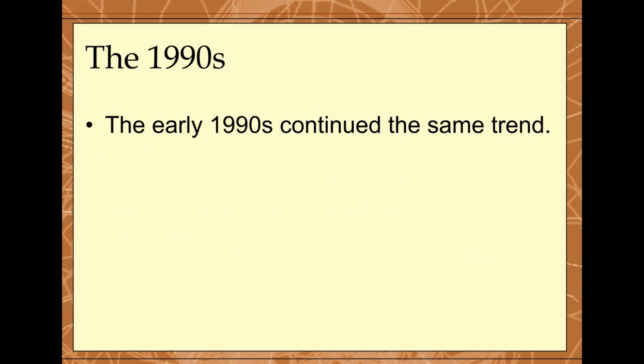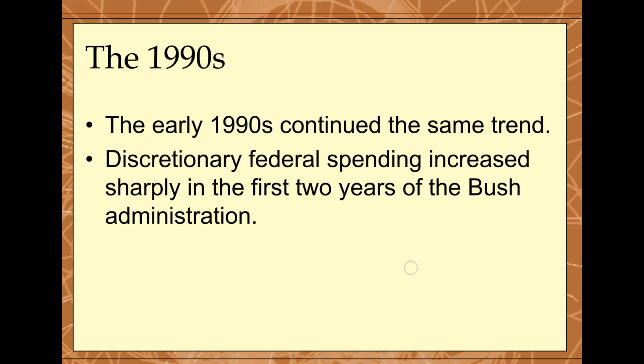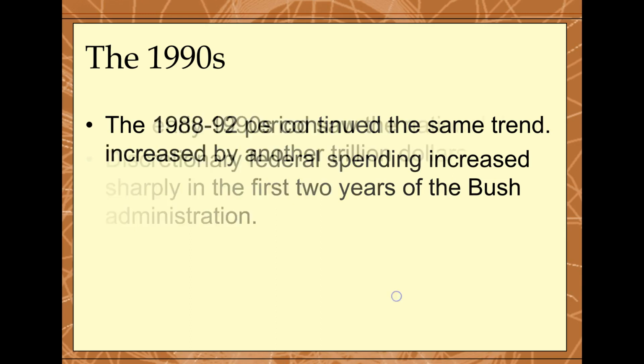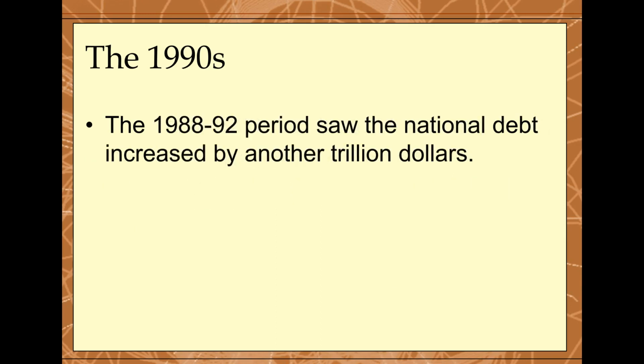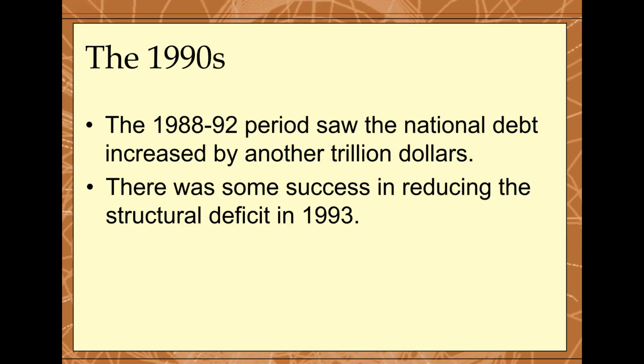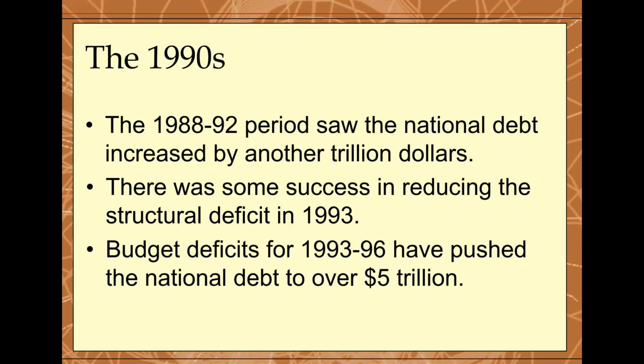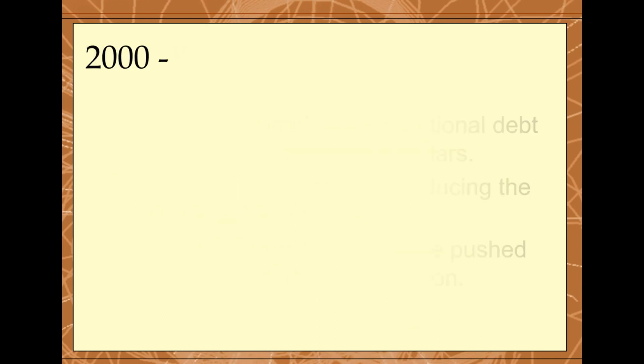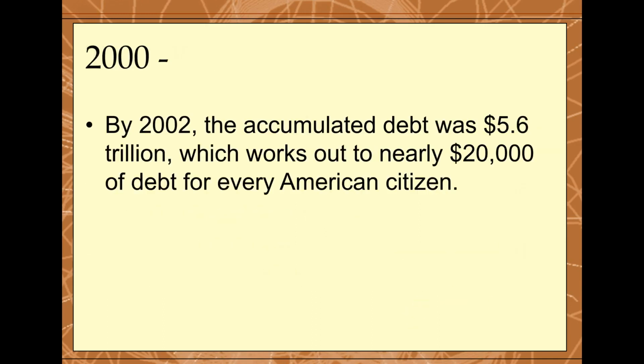Now, in the 1990s, that trend from the 1980s continued. But towards the end of the 1990s, we did manage to run some budget surpluses, so the national debt contracted somewhat. And that's what we see here. But after the 1990s, in the 2000s, the deficits continued, and so the debt started to accumulate. And that's what we see here.